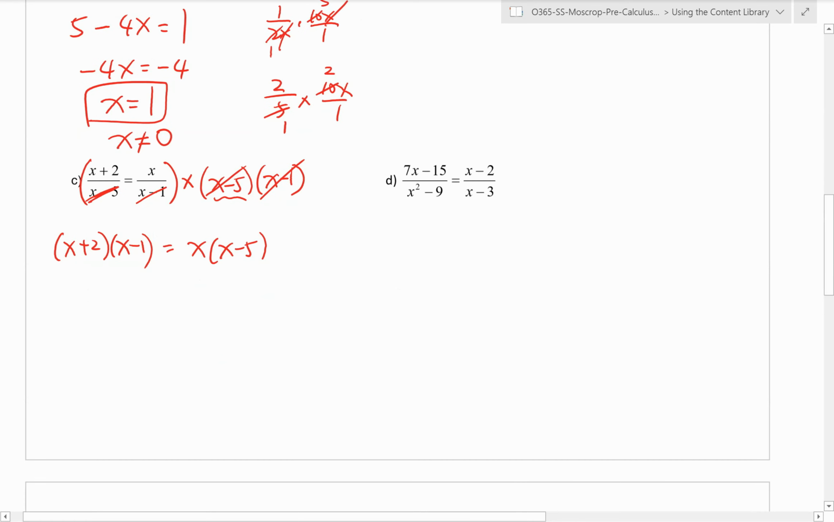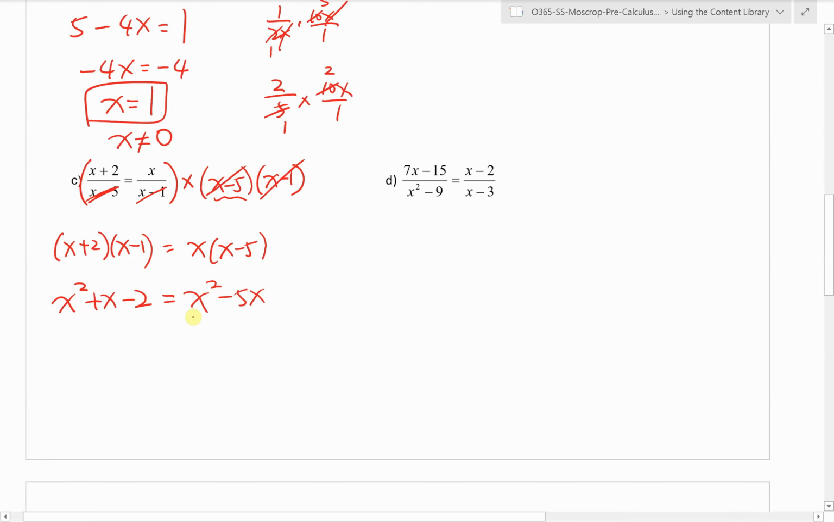Okay, so here is what you got, and now it appears to be a quadratic equation. Well, we just need to expand. You should get x squared plus x minus 2. That's what you get when you expand the left hand side. On the right, you get x squared minus 5x. Recall, for solving quadratic equations, you need to make it equal to 0. So I'm going to move everything to one side.